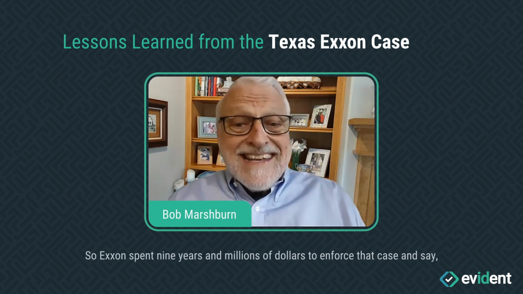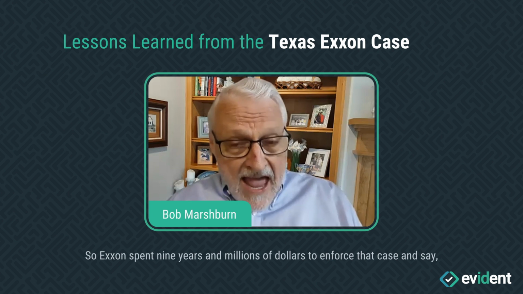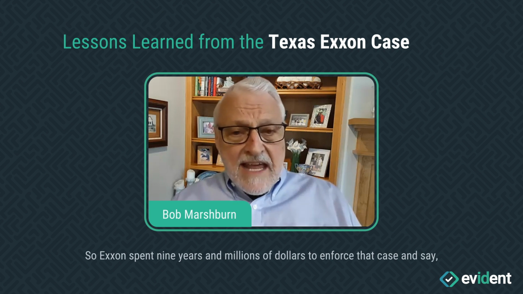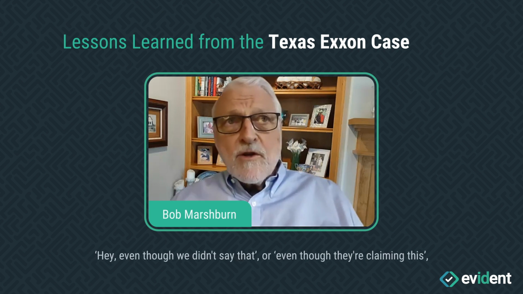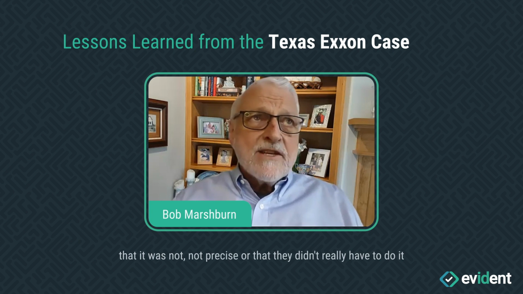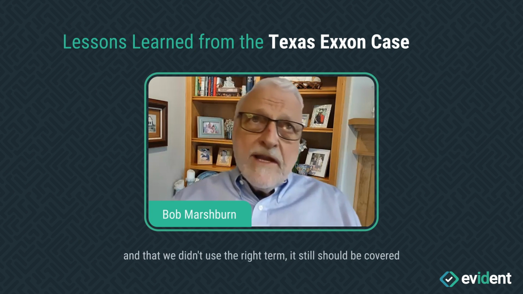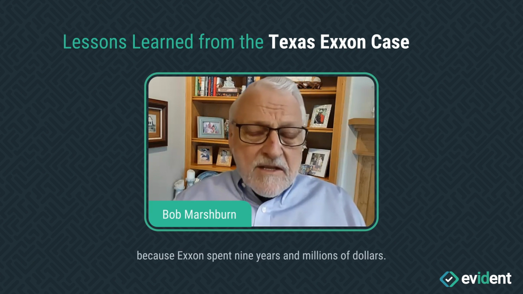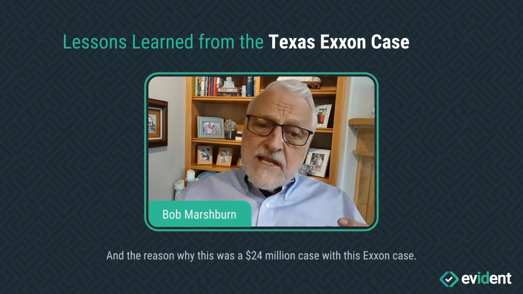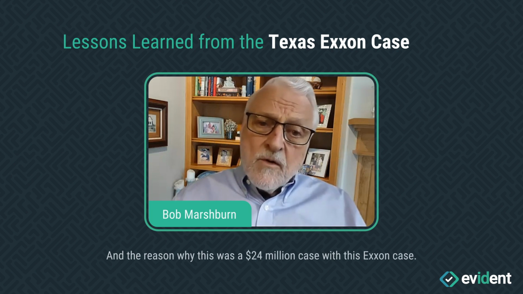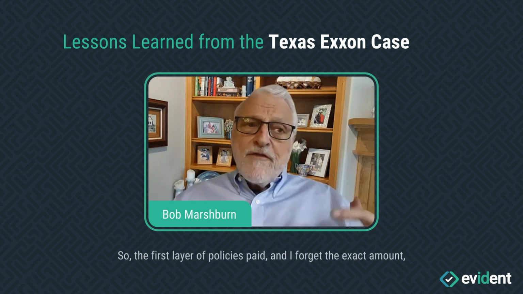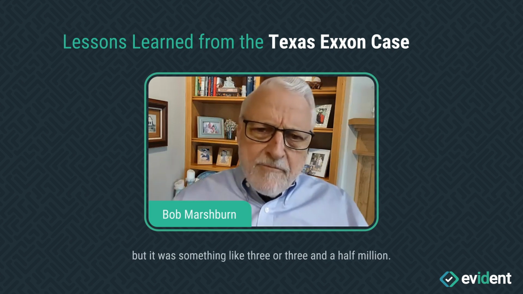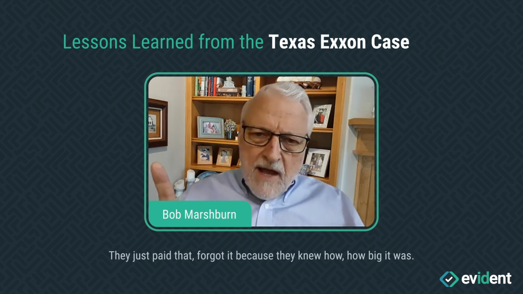So Exxon spent 9 years and millions of dollars to enforce that case and say, hey, even though we didn't say that, or even though they're claiming that it was not precise, or that they didn't really have to do it, and that we didn't use the right term, it still should be covered. And the reason why, this was a $24 million case. So the first layer of policies paid, and I forget the exact amount, but it was something like 3 or 3.5 million. They just paid that, forgot it, because they knew how big it was.